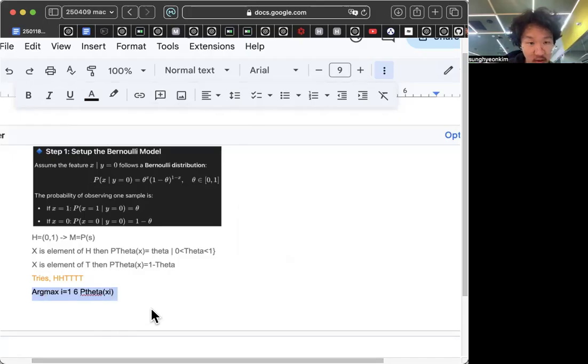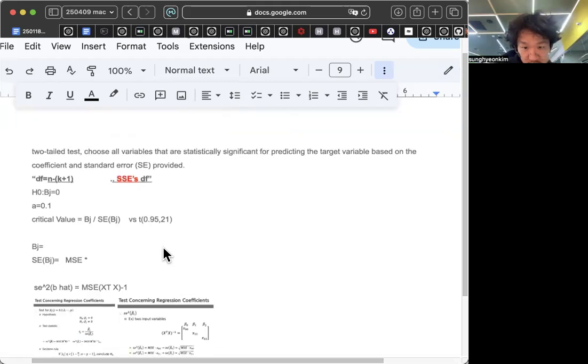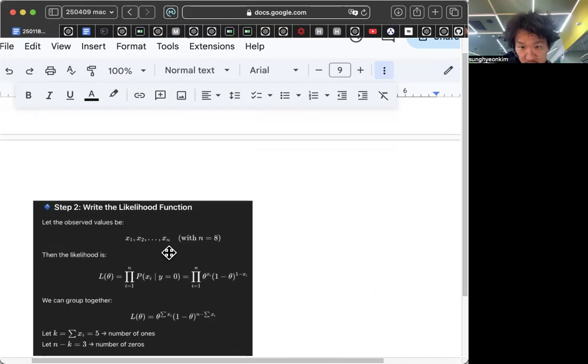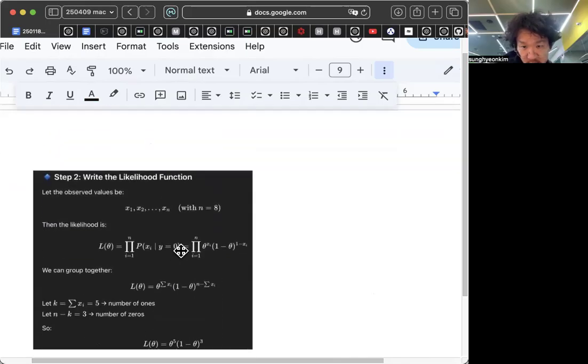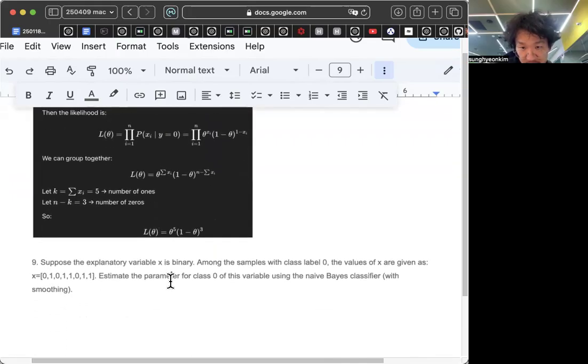Of course, for the convenience of calculation, we can take the log. Then after that, if we take the partial derivative with respect to theta, we will get theta equals this. Yeah, that's right. Then we can get the proper theta.